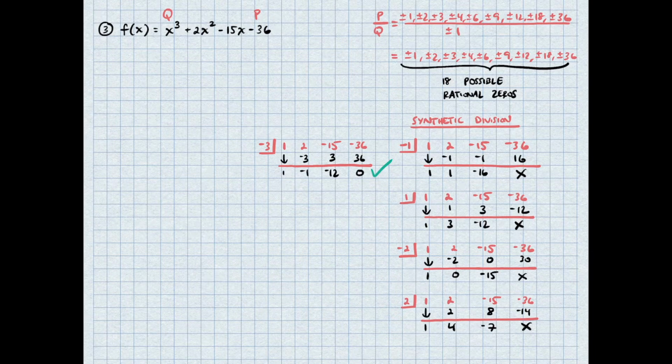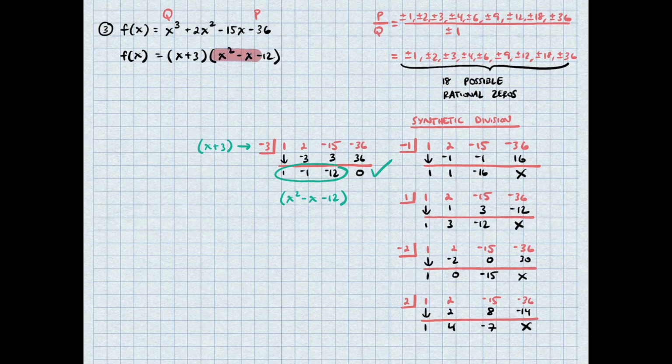This is good. This negative 3 that worked let us know that we have a linear factor of x plus 3, and these numbers down here tell us that we have a quadratic factor of x squared minus x minus 12. This means we can rewrite our function as f of x is equal to x plus 3, this is the linear factor that we divided it by, multiplied by the quadratic factor of x squared minus x minus 12.